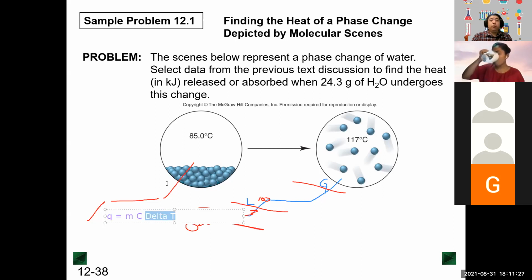So the delta T is something we're going to be calculating. C, we know the value because we have it from our previous page, right? This is going to be liquid, a water liquid. So what is that number right here? What is C?